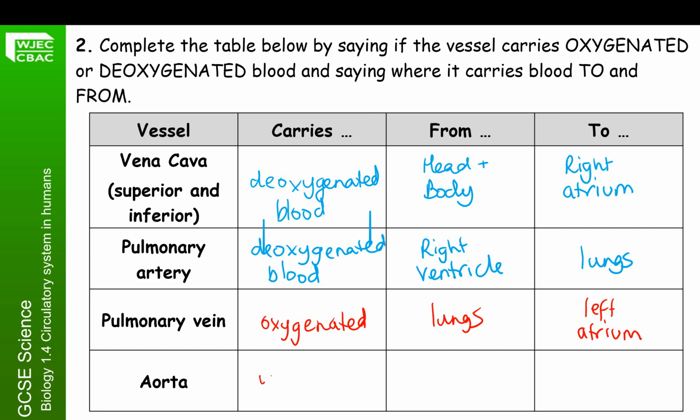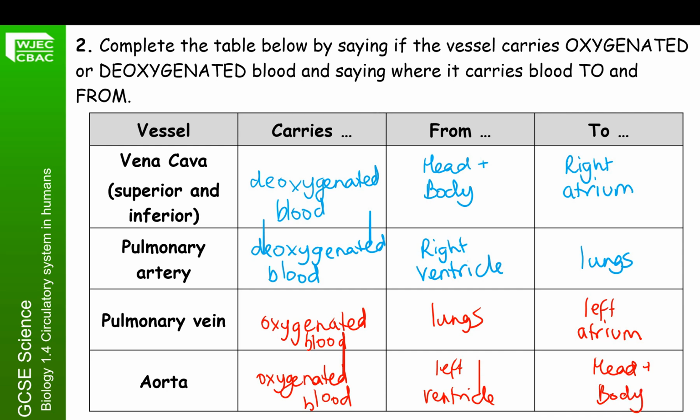Whereas the aorta, this is what is going to pump this oxygen off around the body, is taking oxygenated blood. Let's write blood underneath here. And it is carrying that oxygenated blood from the left ventricle, and it's going to take it all the way to the head and the body. So if you managed to get that filled in correctly before you checked the answers in this PowerPoint video, then you're doing very well.